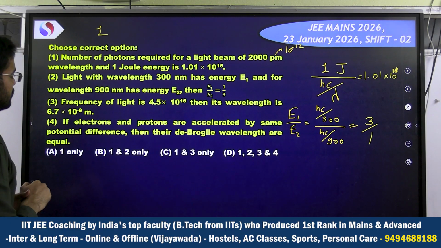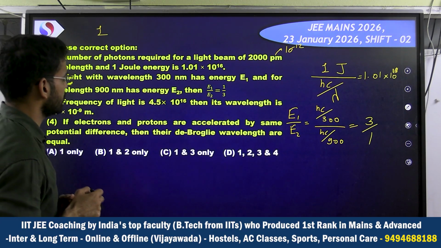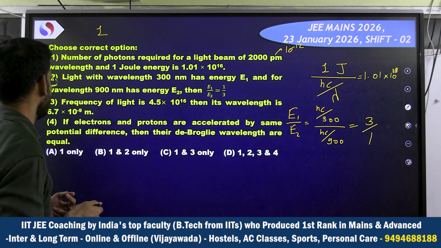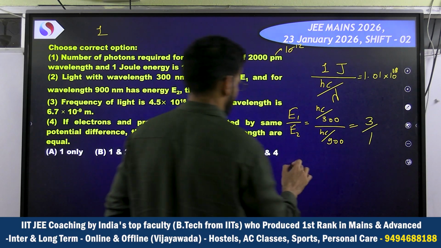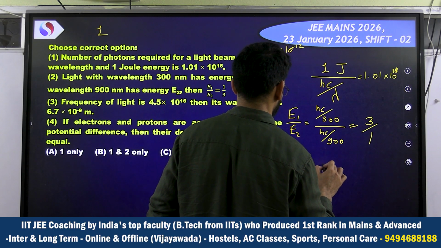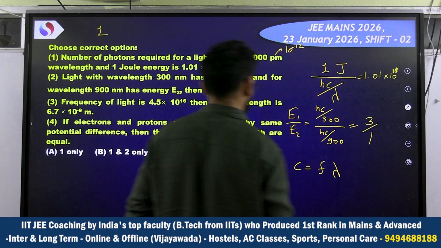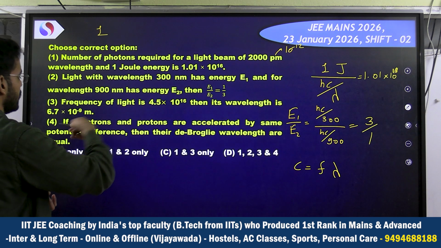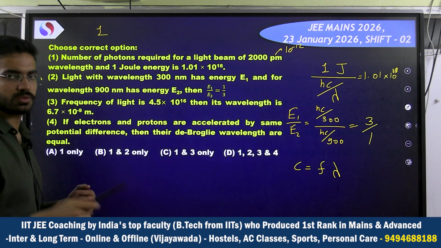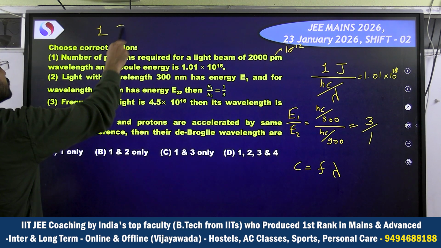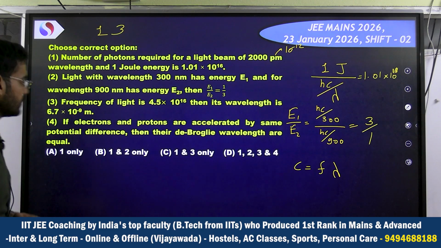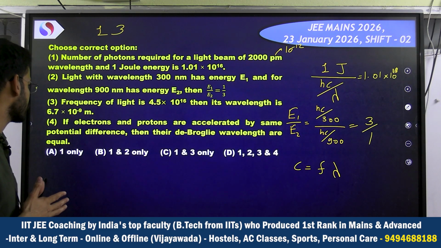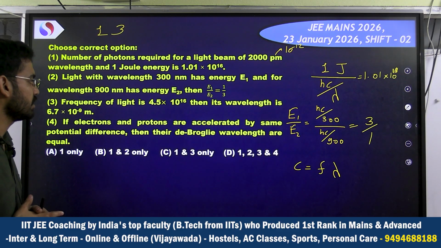Then the third one: frequency of light is 4.5 into 10 to the power 16, then its wavelength is 6.7 into 10 to the power minus 9. So you can say speed of light is equal to frequency into lambda, right? So if you multiply frequency and lambda here, 4.5 into 6.7, and the power factor also, this will come equivalent to c, right? That means the third statement is also correct. Got the point?